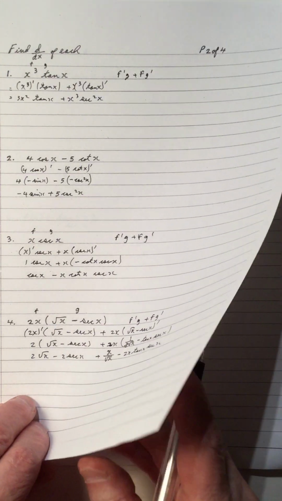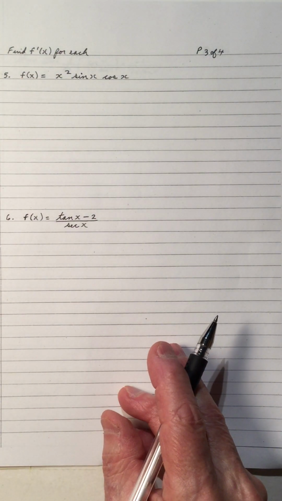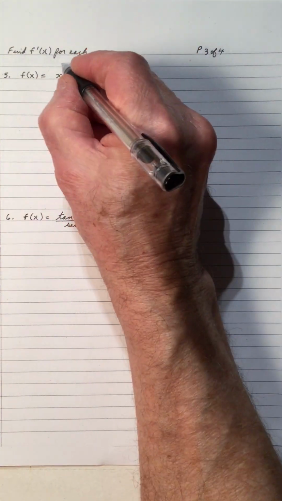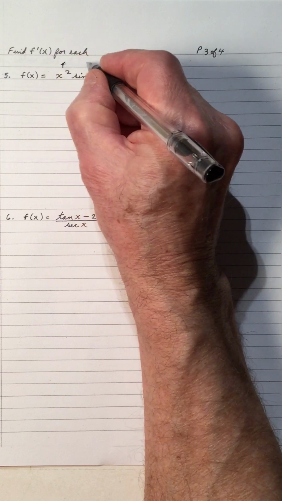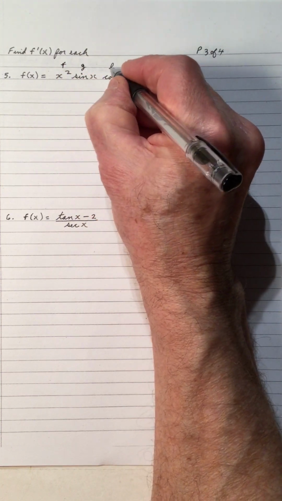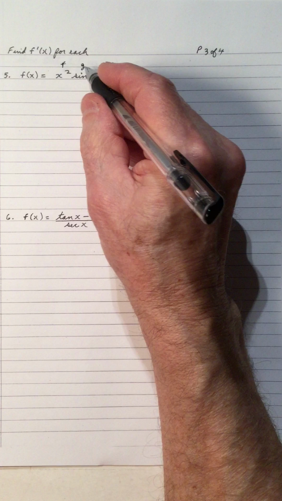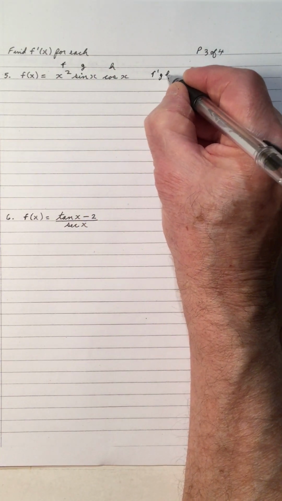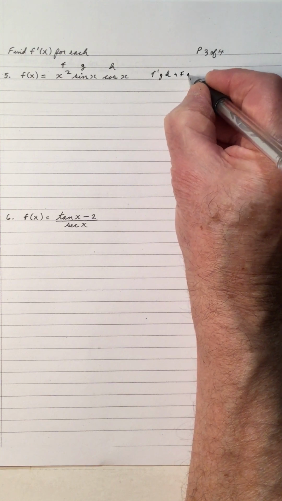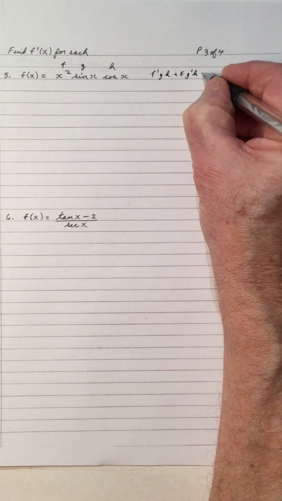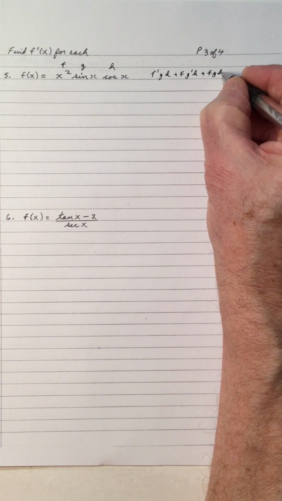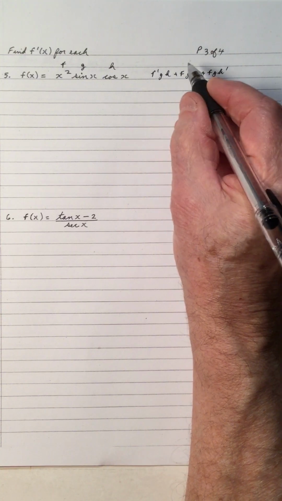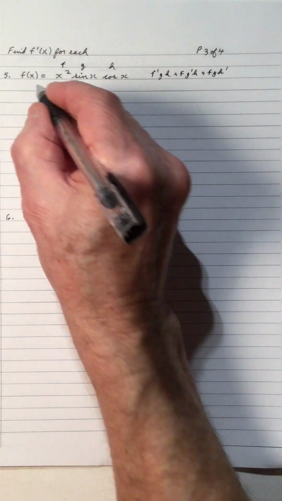Okay, let's continue. More practice. Find f prime for each, that's the derivative. So again, notice we got f is one function, g is another function, and h, so this is a triple function. And when we have 3 functions being multiplied, it's f prime g h plus f g prime h plus f g h prime. So we do each one, derivative of f in the first one, derivative of g in the second one, derivative of h.